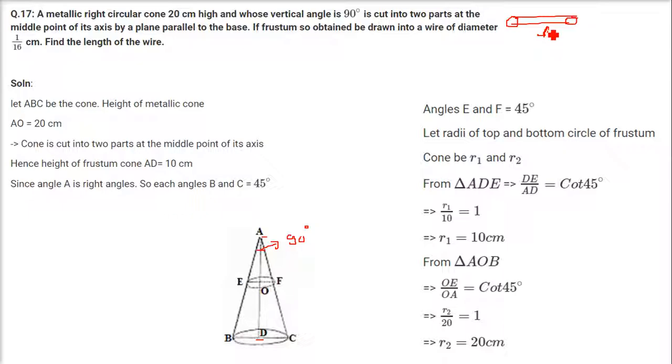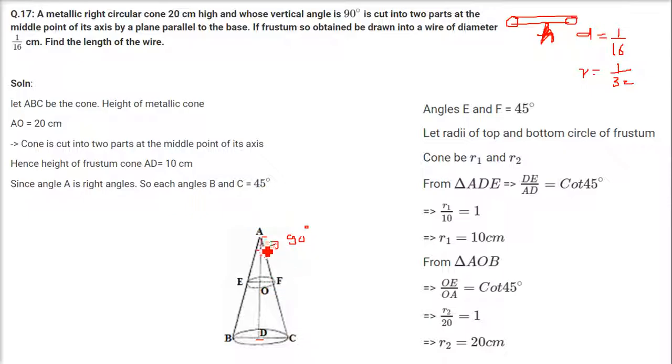That is, let us say it is h or L. And then the radius or the diameter is given. The diameter is 1 by 16. So radius will be 1 by 16 by 2, that is 1 by 32. First of all, we are not being provided the radius here of either this part or this part. So we'll use the trigonometry here.